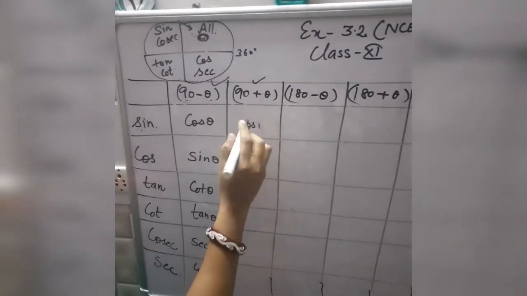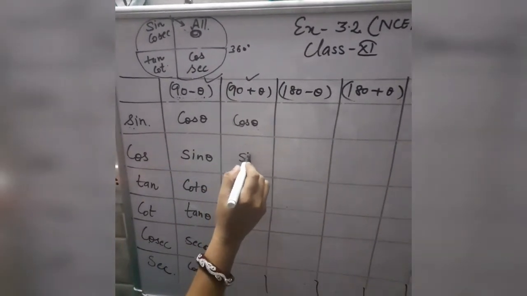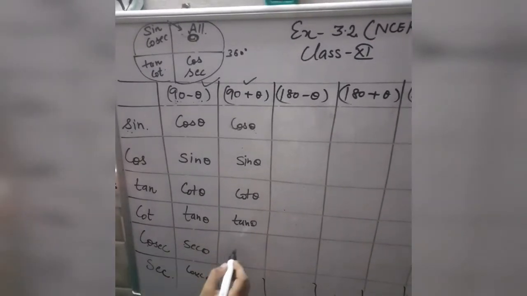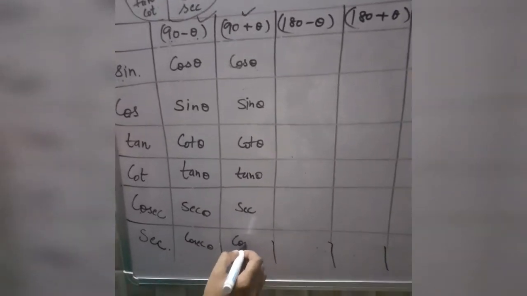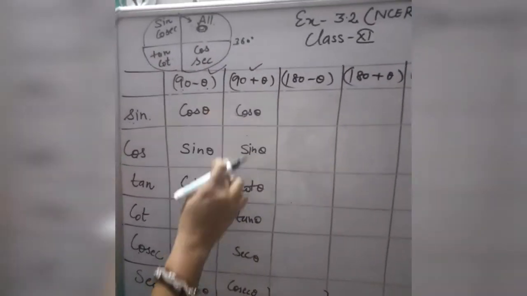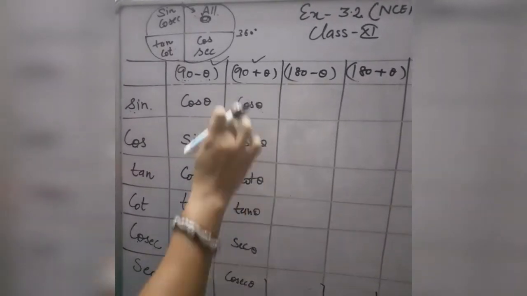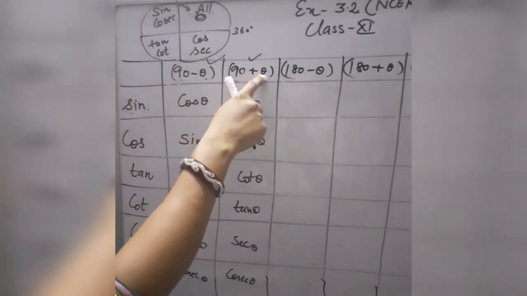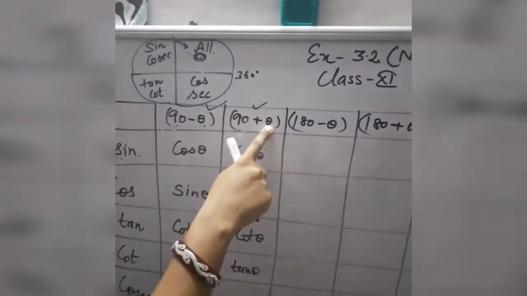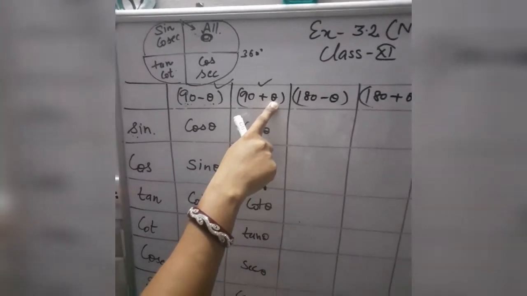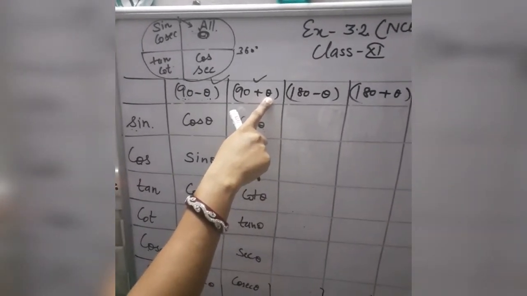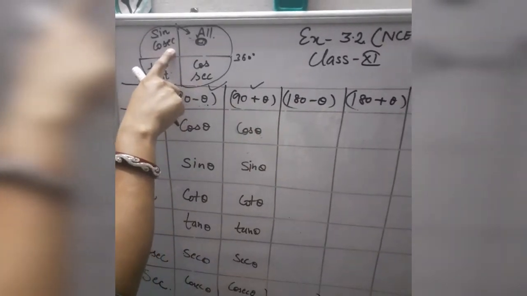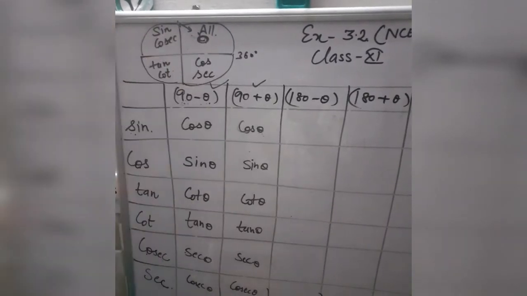Now in this 90 plus theta, again 90 is here, again you will change sine into cos, cos into sine, tangent into cot, cot into tangent, cosecant into secant, and secant into cosecant. Now see how you will take negative and positive signs here. 90 plus something means second quadrant. If you add some angle whose value is from 0 to 90 degree, not exceeding 90 degree, to 90, then you reach the second quadrant, and all of you know that in the second quadrant sine and cosecant, these two, are positive.